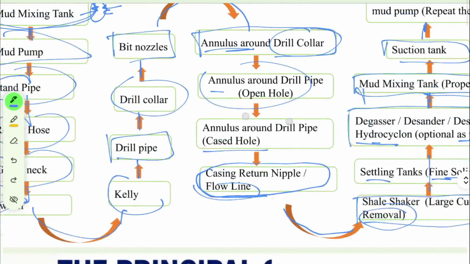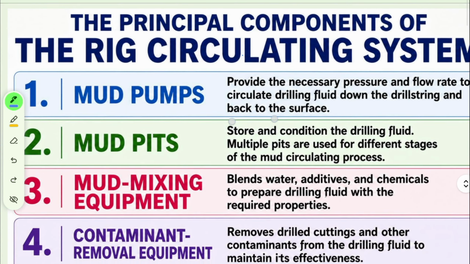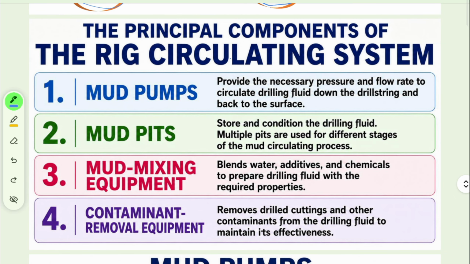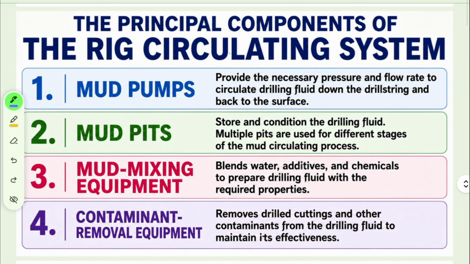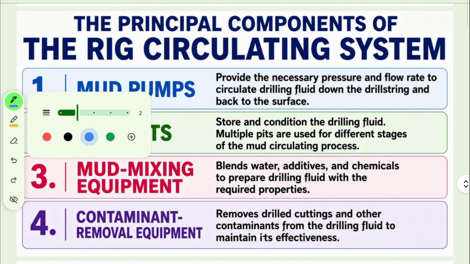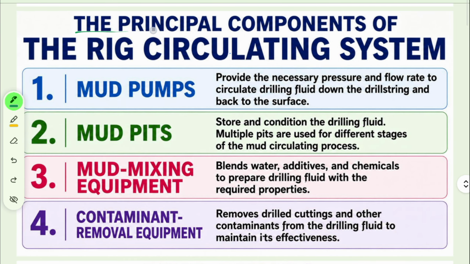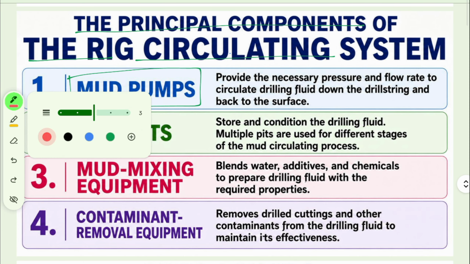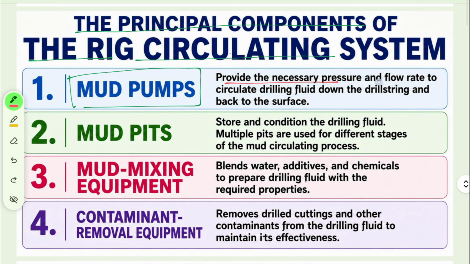So now let me discuss the principal components of the rig circulating system. What are the principal components? As I discussed, there is a mud pump. The basic function of the mud pump is to provide the necessary pressure and flow rate to circulate the drilling fluid down the drill string and back to the surface.